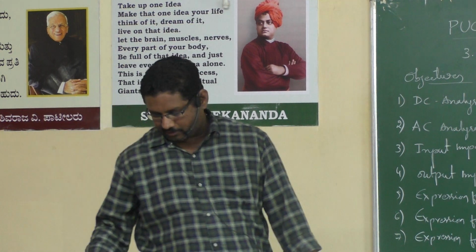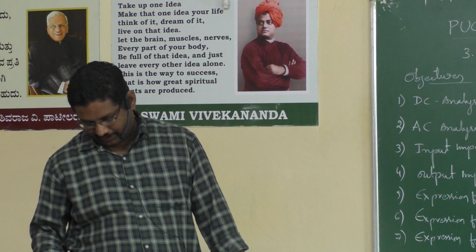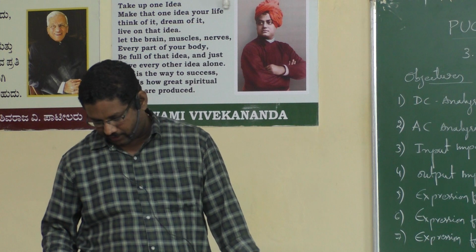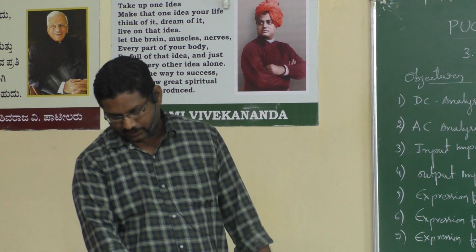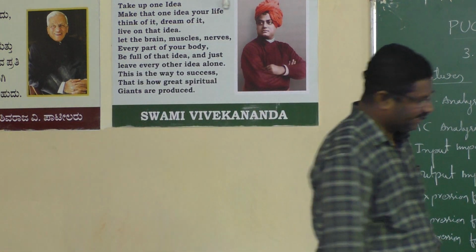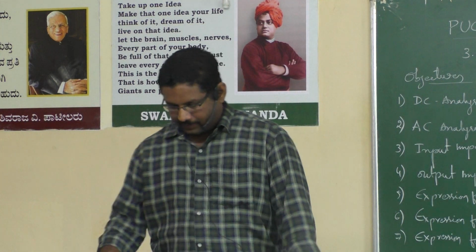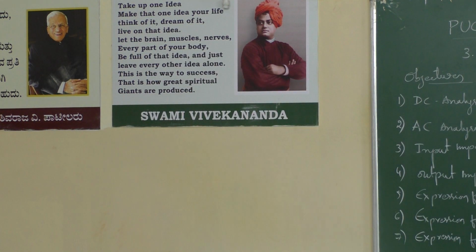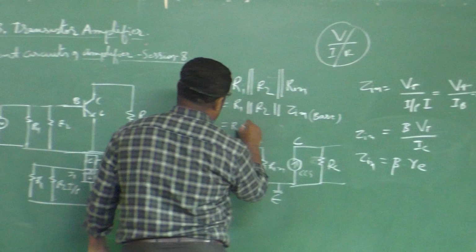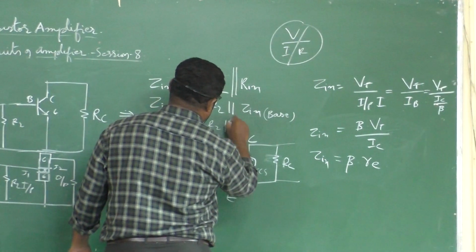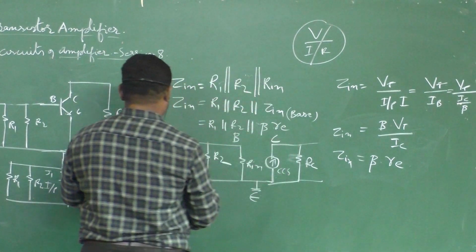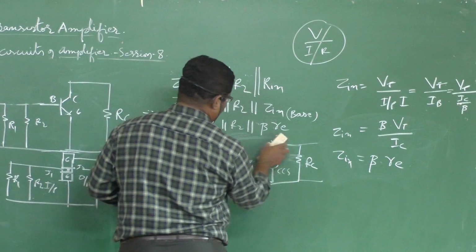So Ic is approximately equal to Ie. Therefore we can write Zin base is equal to 1 plus beta into RE, but approximately we can take beta into RE dash. And finally, in this equation we can write R1 parallel with R2 parallel with beta into RE. So this thing we can write here finally.